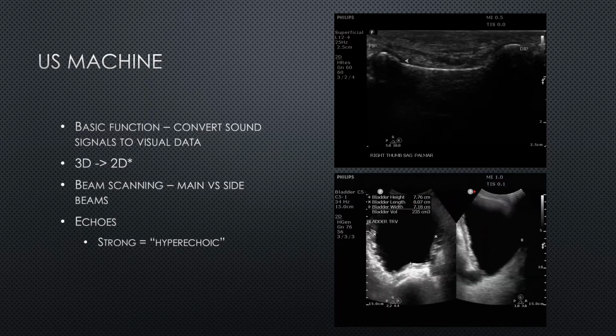And then weaker or quieter echoes are displayed on the screen as darker or blacker, and are often termed hypoechoic or anechoic. So in these instances here, this line, this bone here, would be a hyperechoic or echogenic substance, and this here, the urine inside the bladder, would be an anechoic or hypoechoic substance.